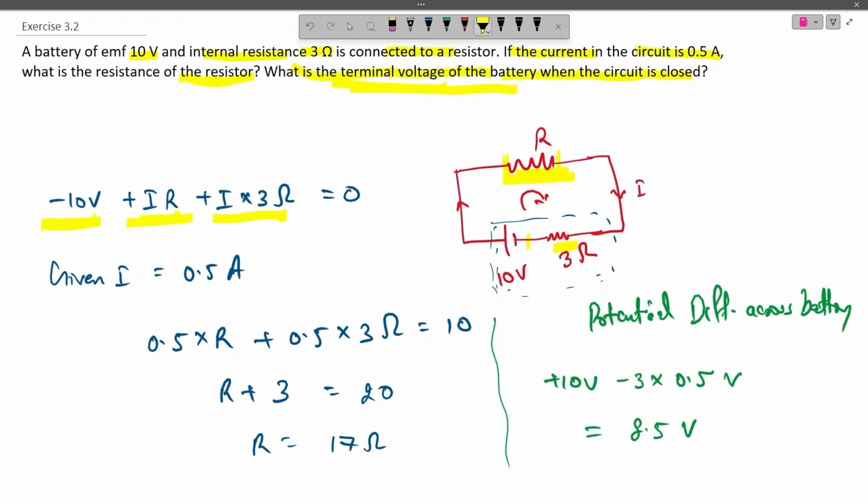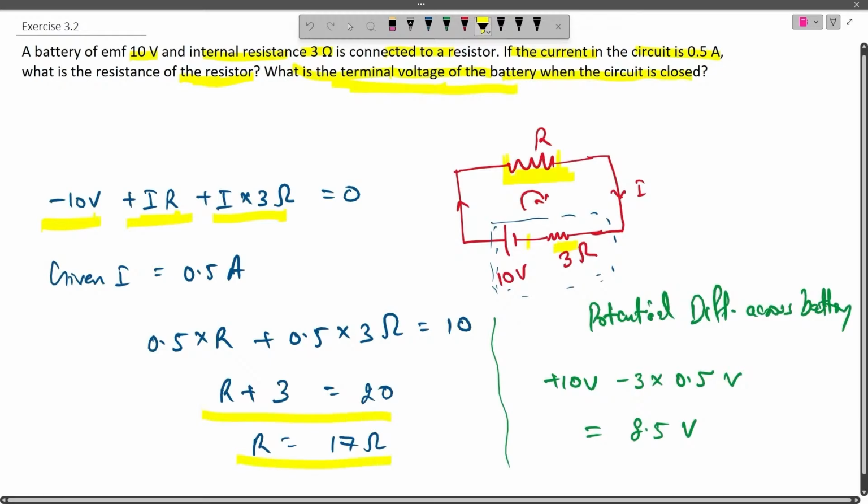Now we have been given that I is 0.5 ampere, so we can substitute the value of I in this equation. Now we will get the value of R as 17 ohm.